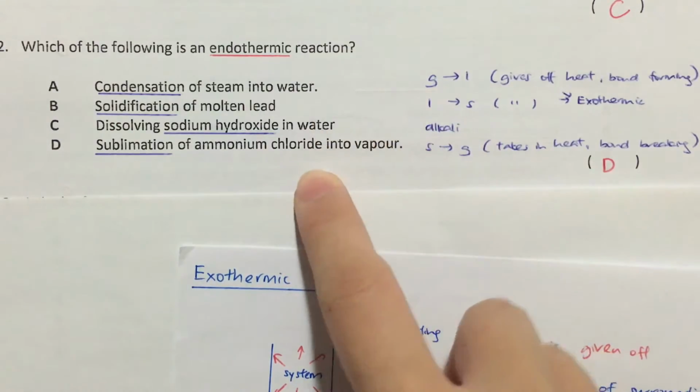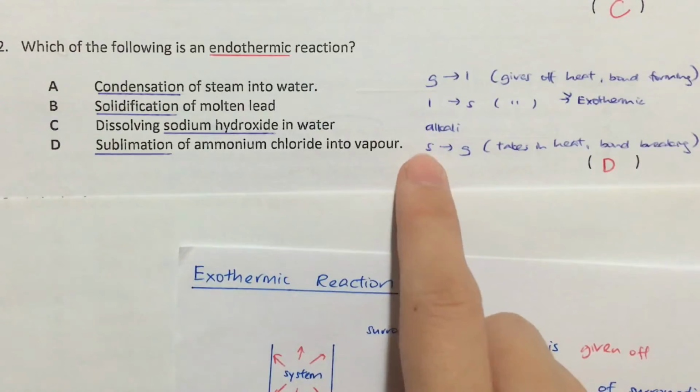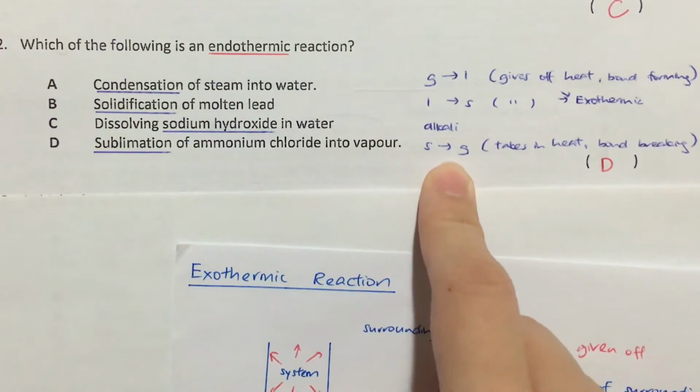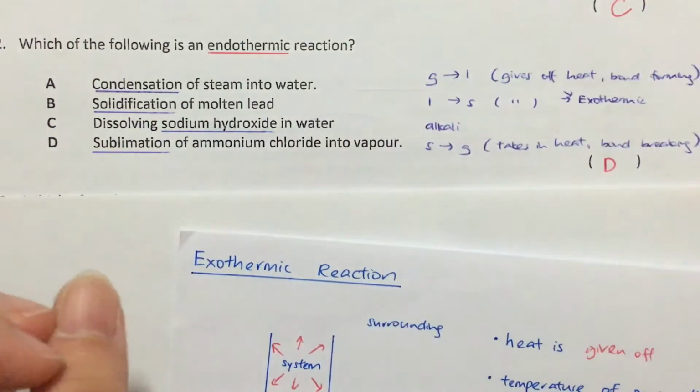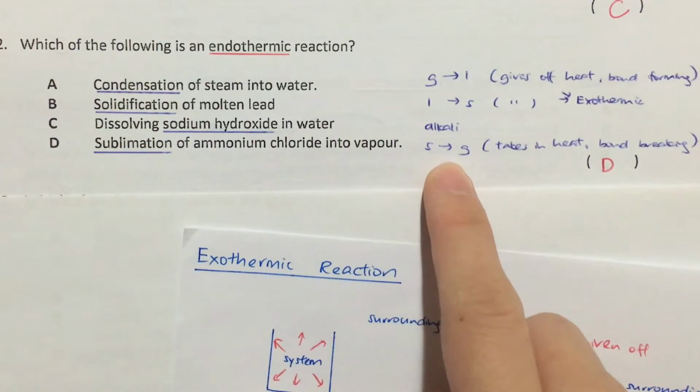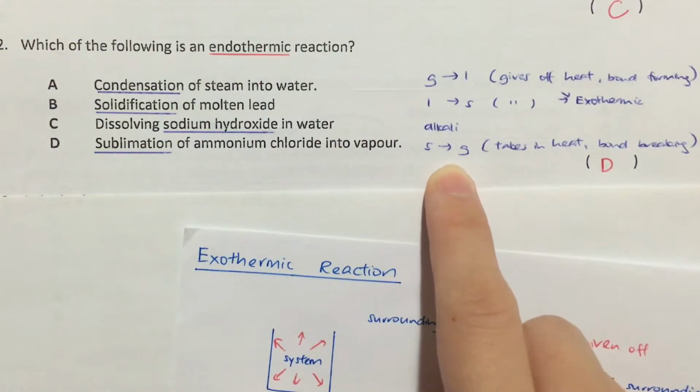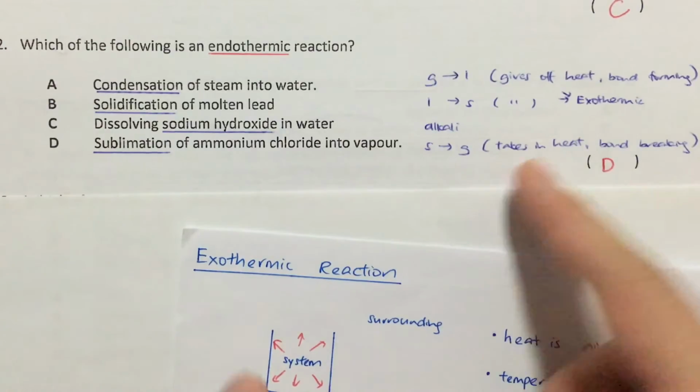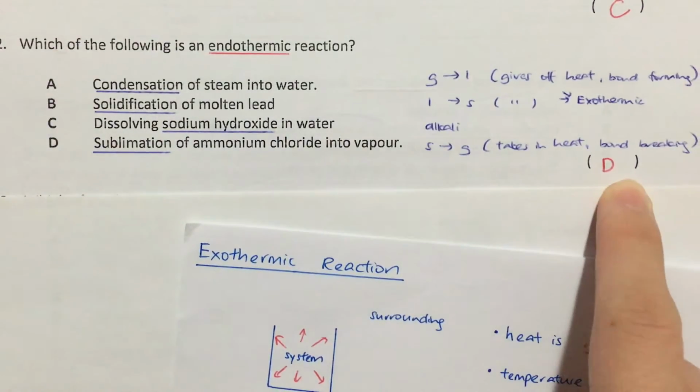So this is something that you wouldn't know, so we move to the last one. Sublimation means solid to gas. Here we are trying to get the particles to be further apart. We are trying to overcome the forces of attraction, which is similar to bond breaking. Therefore, it is taking in heat energy. So the answer is D.